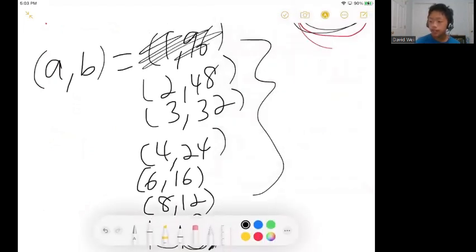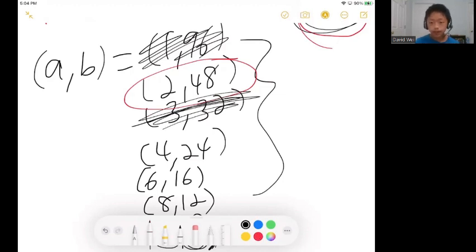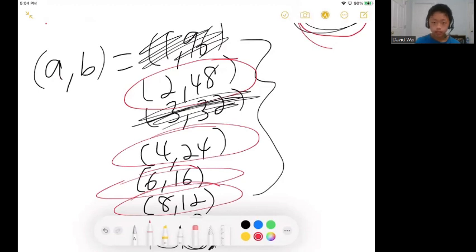1, 96 is invalid because they have different parities: 1 is odd, 96 is even. But 2, 48 works, because they're both even numbers and have the same parity. 3, 32 does not work because 3 is odd and 32 is even, different parity. 4, 24 works because they're both even. 6, 16 works because they're both even. 8, 12 works because they're both even.